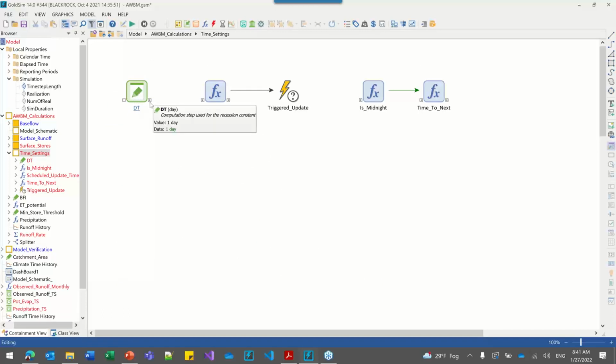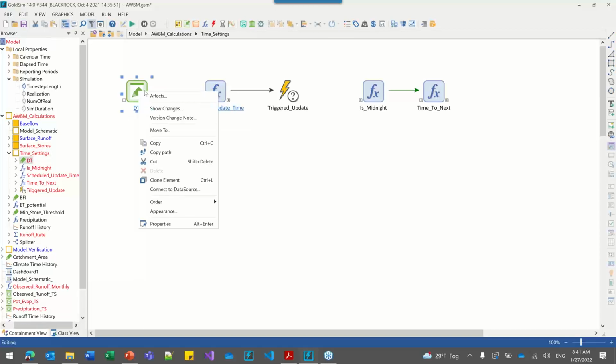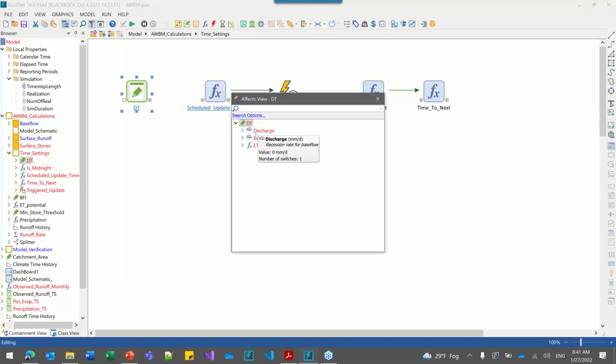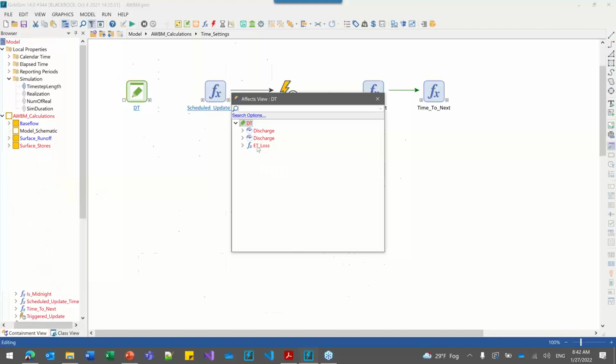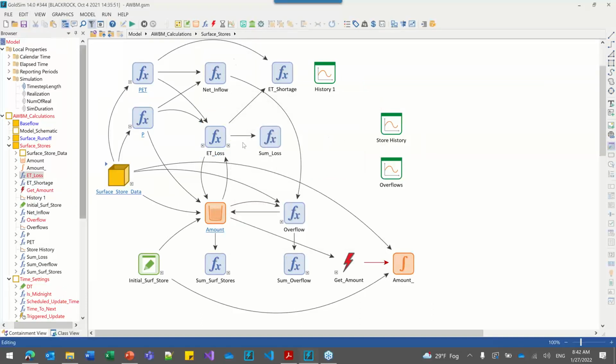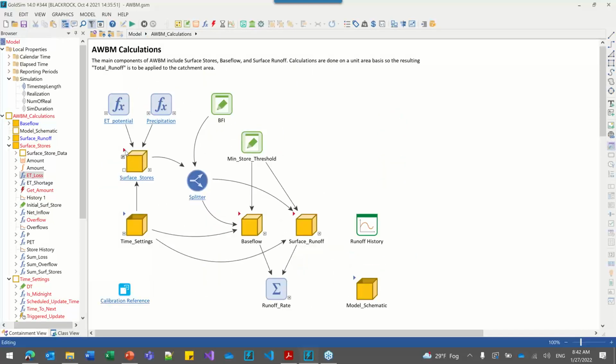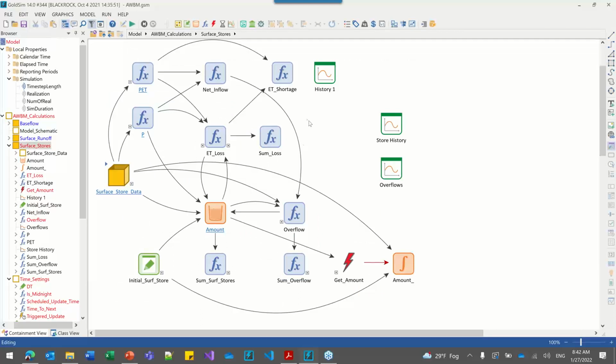You can see that the output port of DT has an indicator that it's being used elsewhere. If I right-click on the element and select Effects, we can see what it's affecting. It's affecting the discharge rate, which is a recession rate for the base flow. It's being used as a recession rate for surface runoff stores. And it's also being used for the evapotranspiration losses in the surface stores. So let's go there first. So now we are in the surface stores. If I go up 1 level, we are here going into the surface stores into here. Okay, so what we have here is the amount.